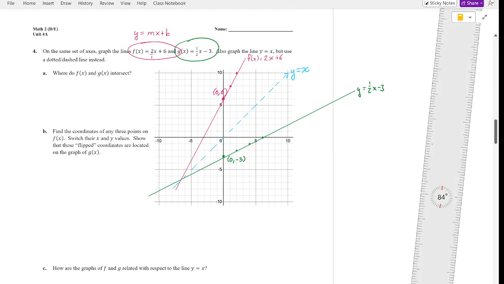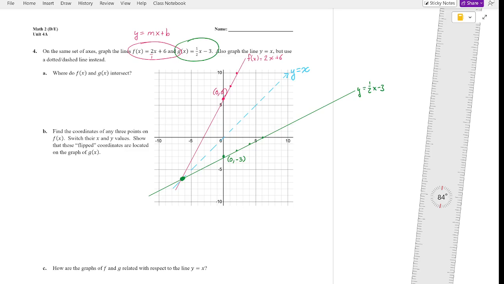Now it says pick any 3 points on f of x. And where do they intersect? Sorry, A says where do they intersect? And it looks like they intersect around here. All 3 of them actually look like they intersect around there. Now I'm not actually sure what coordinate that is. I think, does it end up being like (-6, -6)? I think it does.